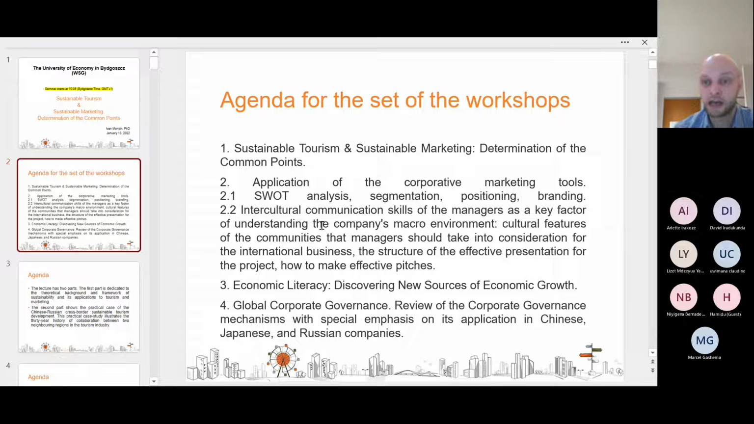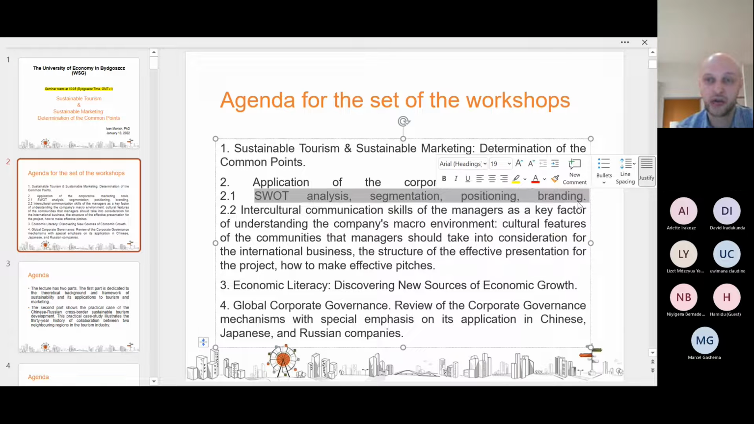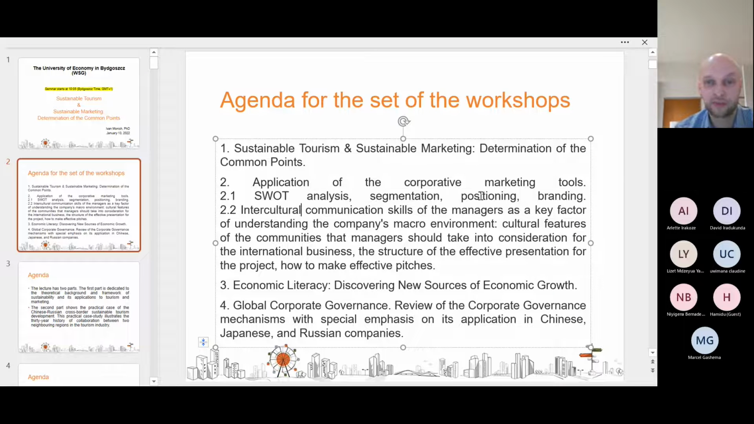So these are the hard skills. You know that you should have soft skills and hard skills. So the first part is examples of hard skills, like you should know how to implement the tools for marketing. And the second part from corporative marketing tools is dedicated to your intercultural communication skills. So we will discuss the cultural features of the communities that managers should take into consideration for the international businesses.